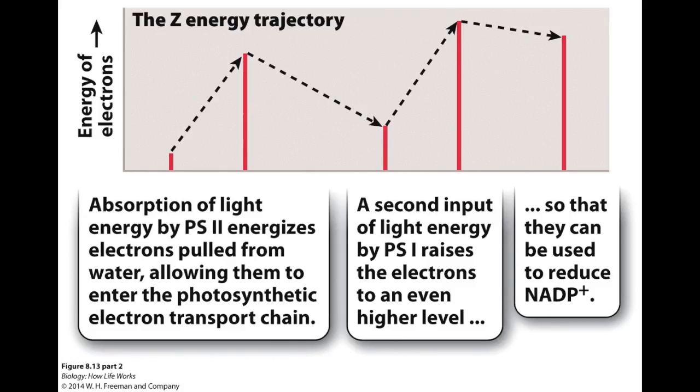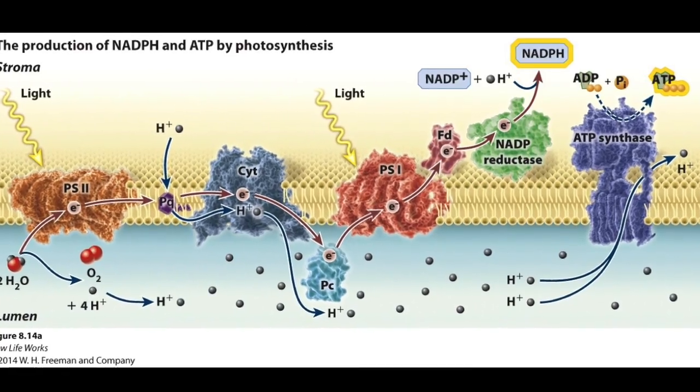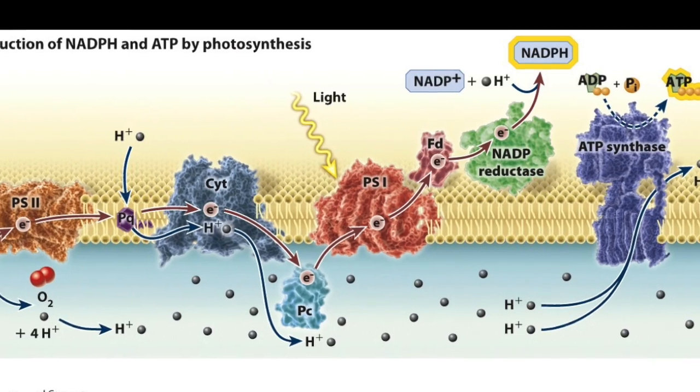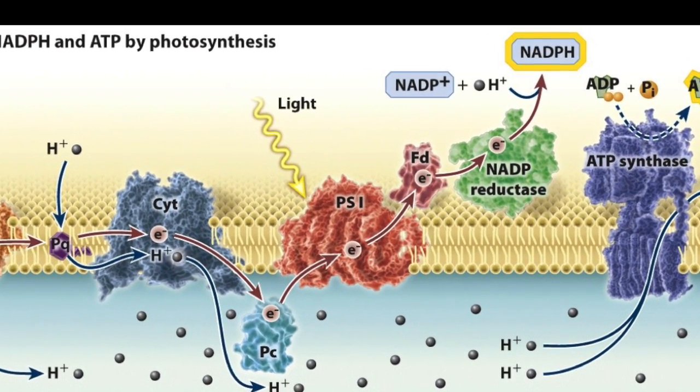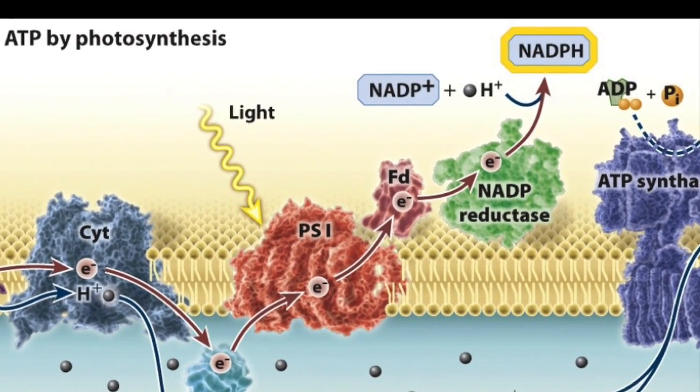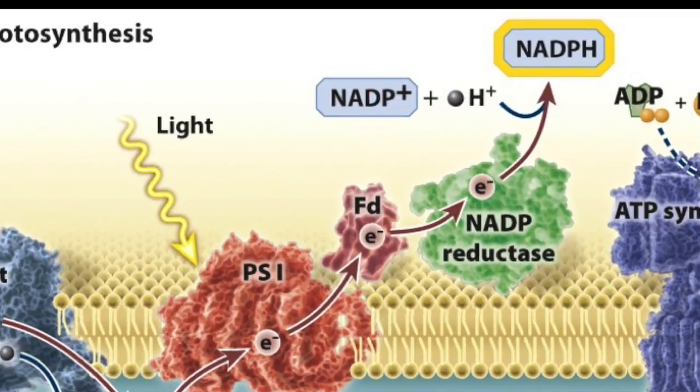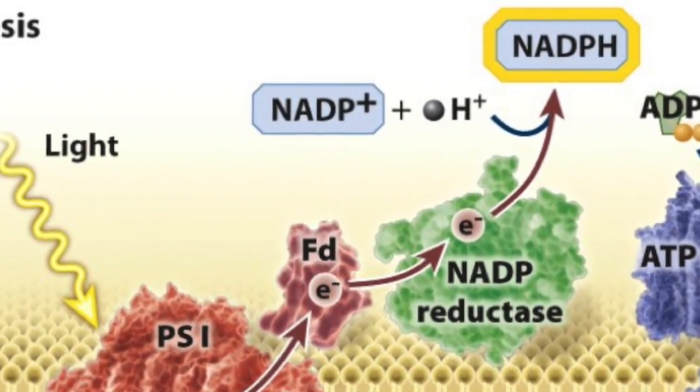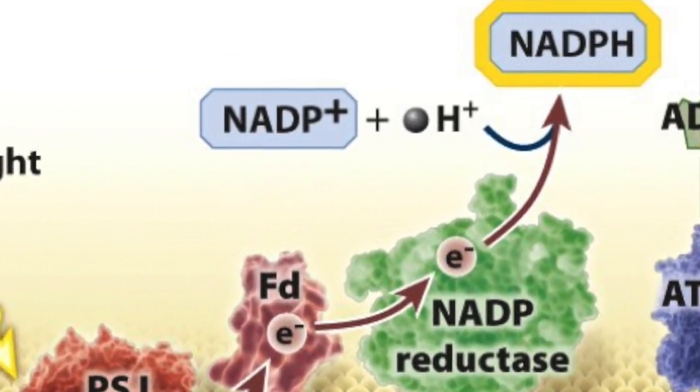This is known as the Z scheme because of the resemblance to the letter Z from the up and down movement. NADPH is formed when a high-energy electron is passed from photosystem 1 to a protein called ferredoxin. The enzyme ferredoxin-NADP+ reductase then uses it to create NADPH.